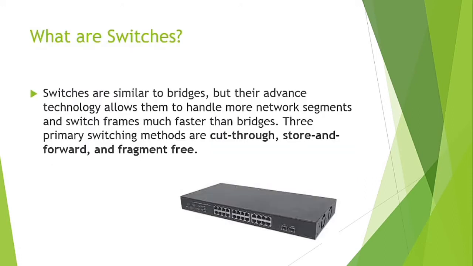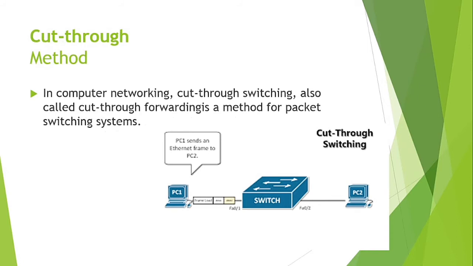So, what are switches? Switches are similar to bridges, but their advanced technology allows them to handle more network segments and switch frames much faster than bridges. Three primary switching methods are cut-through, store and forward, and fragment-free. Let's discuss each of these methods. First, the cut-through method.